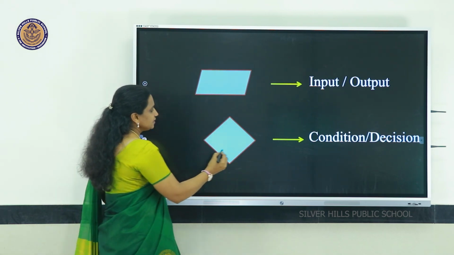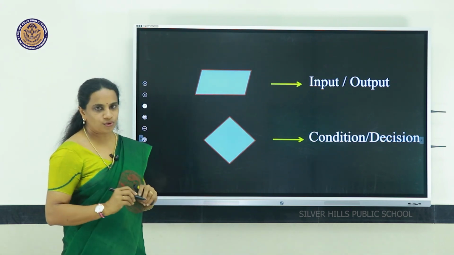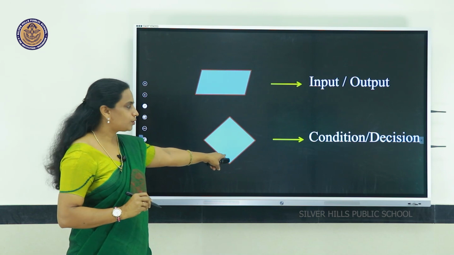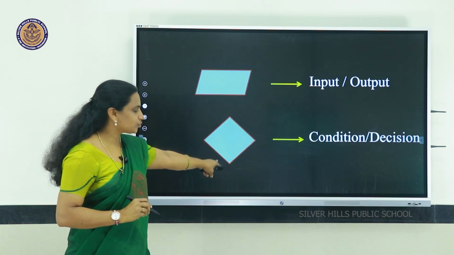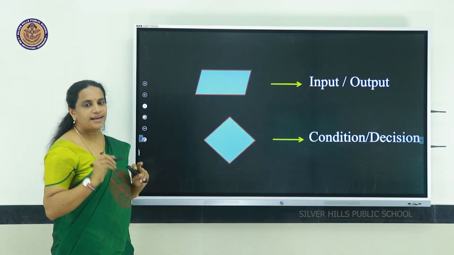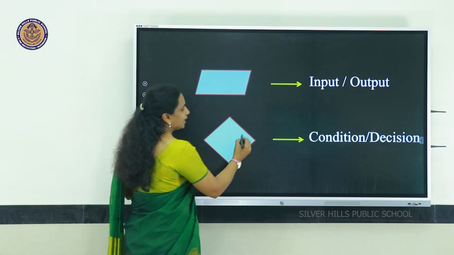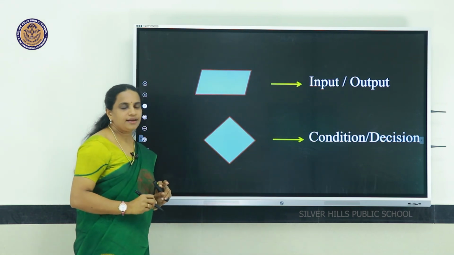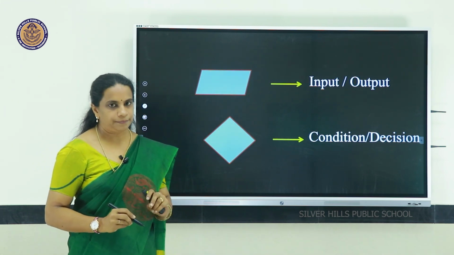Another one is this diamond shape, very important in program flowcharts. We are going to learn about conditional constructs, where we are going to use this diamond shape. This is for taking a decision, either yes or no, true or false. This is the condition or decision symbol, which is used for taking decisions in a program.